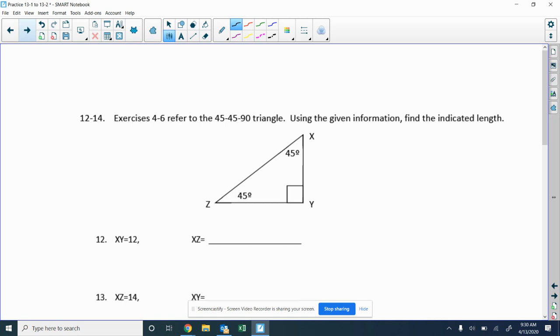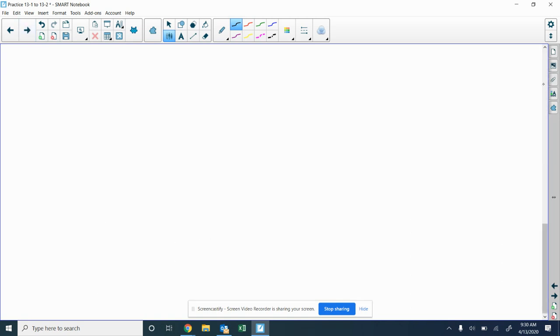Now, again, you should remember some of this from geometry. I'm hoping you do anyways. So, lost my smart board there. Let me get that sucker back if I can. All right.